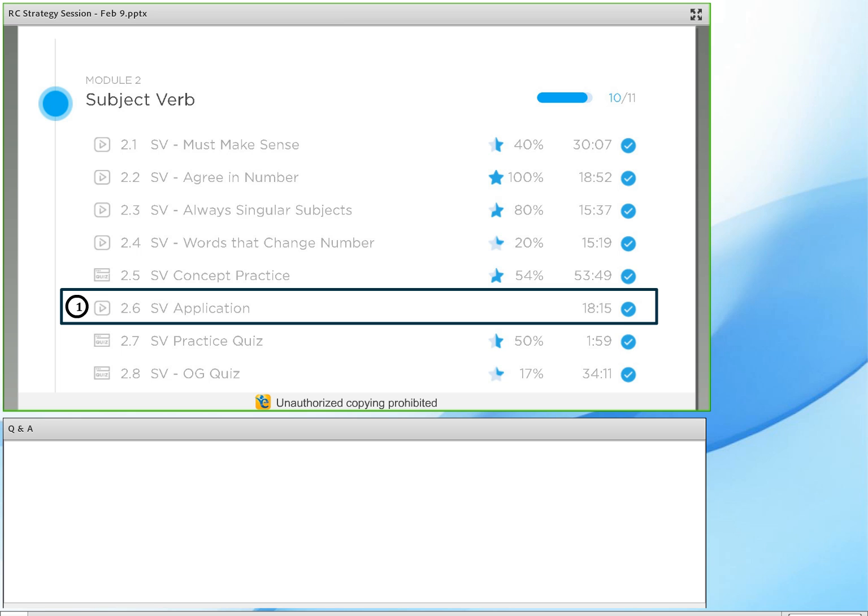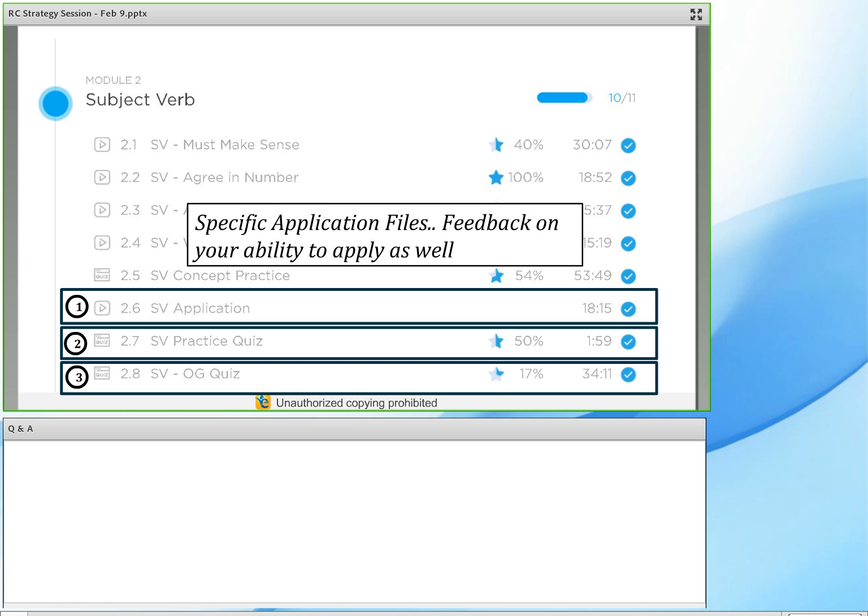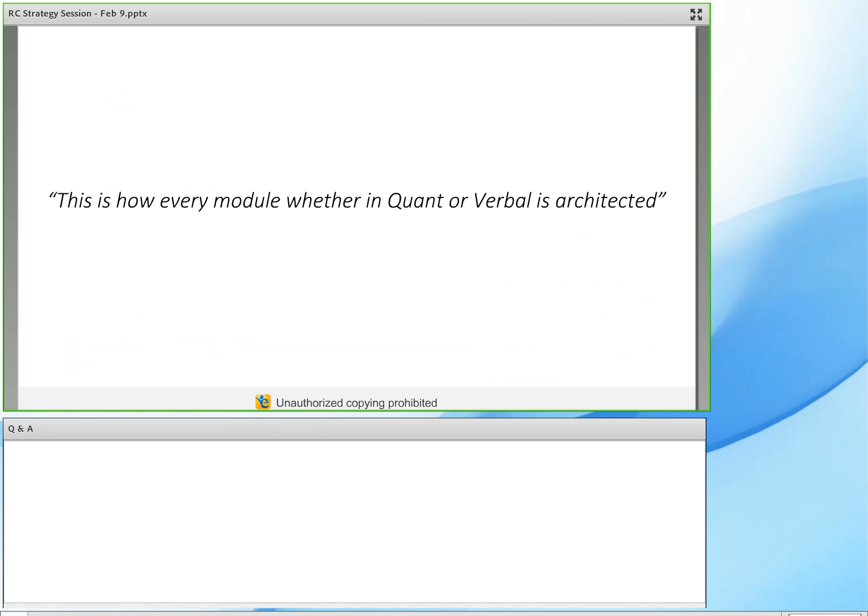And you'll see some of that application in the context of reading comprehension over here. Then we evaluate you on your ability to apply those concepts. And then we serve official questions to you, which test the same concepts. Again, we teach you application, we evaluate you on that, and then you get further practice on official questions as well. By the time you're done with this, if you do this properly, there's no reason why you will not have mastered the subject verb module. And this is how every module is architected in the e-GMAT course, whether it's a quant or a verbal module.